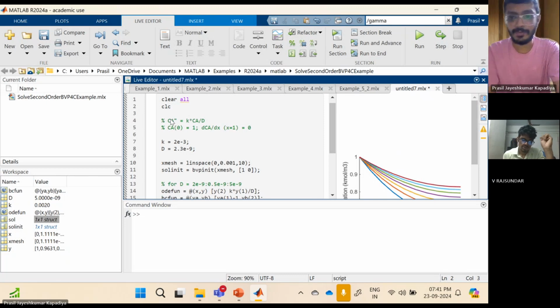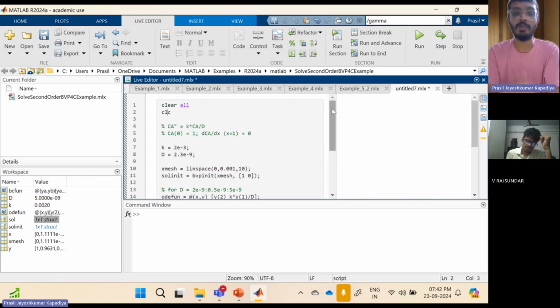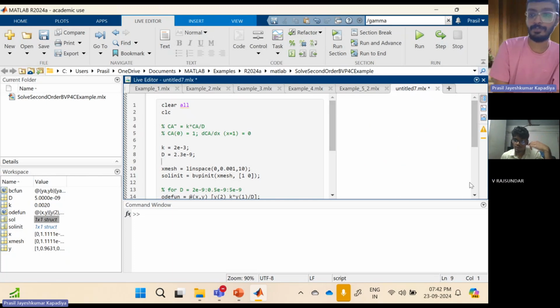PDE problem. This was solved as a partial differential equation problem. I will teach PDE next week, not today. But this is the boundary condition problem I have shown. This problem was given to us in IIT Kharagpur to solve using BVP init, so I thought I should show you.